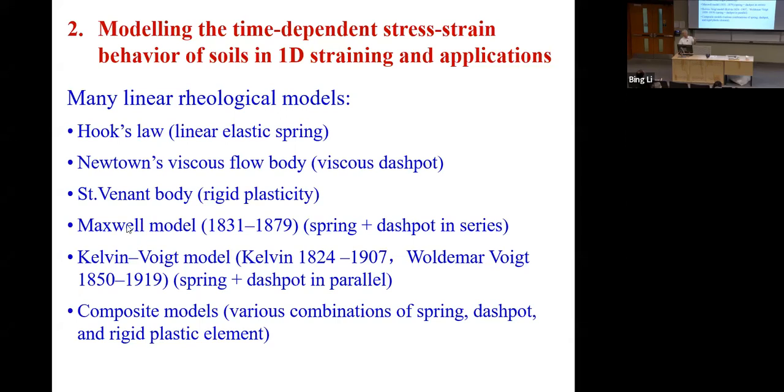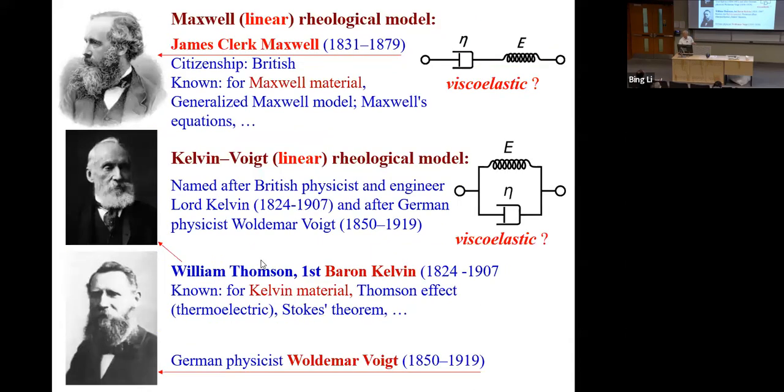The first one is the Maxwell model, a spring plus dashpot. The dashpot is Newton's viscous dashpot. The spring refers to Hooke's law. Then we have Kelvin's model, and some composite models I will show you one by one. Specifically, the Maxwell model refers to a series connection of dashpot and spring. This dashpot is Newton's viscous flow model. This spring is Hooke's law. The two connect together. We call this the Maxwell model.